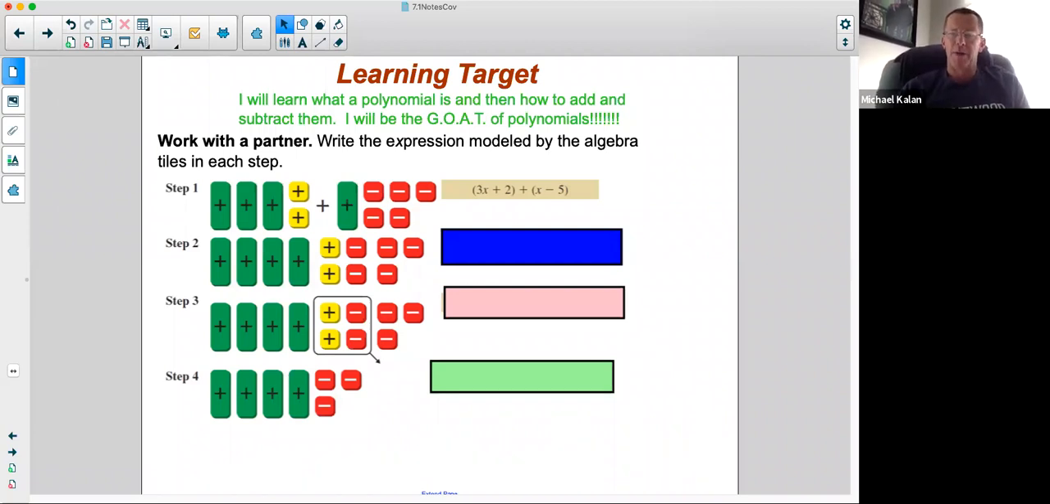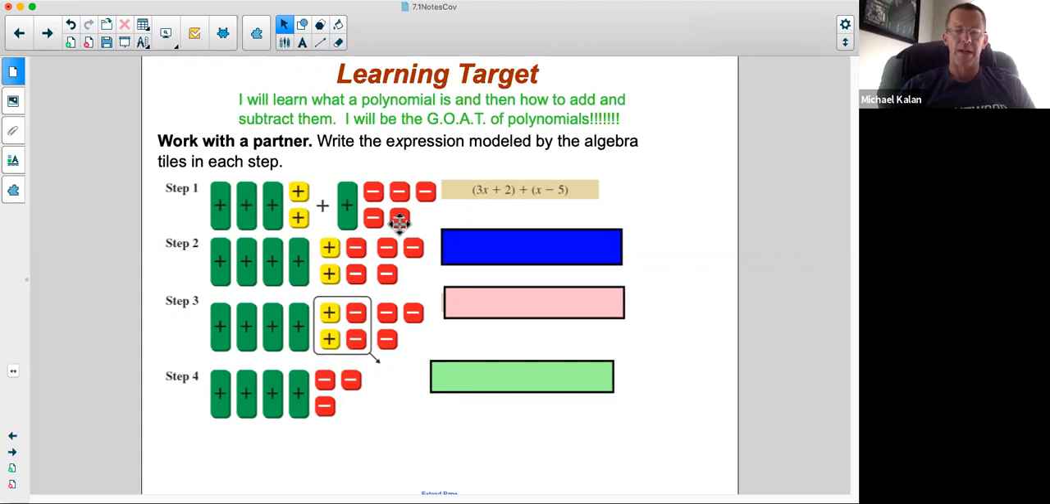We're going to write the expression modeled by the algebra tiles in each step. So you can see here, let's look at this and see if we can decipher this. These green rectangle pluses, there's 3 of them there. That corresponds to a 3x. Oh, these must each be x's. I wonder what the small yellows with a plus sign on them mean. Oh, they must be positive 1s. And then we have a plus sign here, which matches that. And then an x and a minus 5. All right, cool.